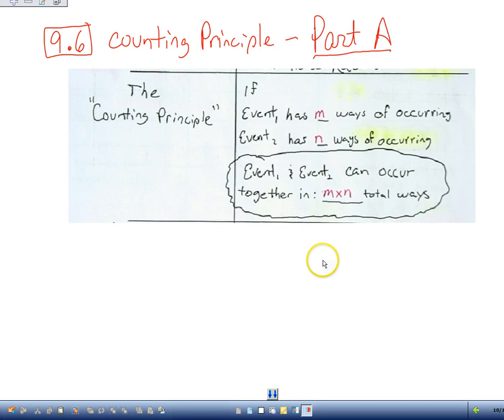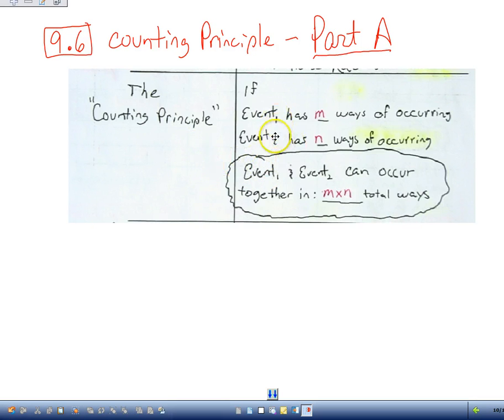In this video, I would like to go over the counting principle, which is the topic in 9.6 of our textbook. In this section, 9.6, I will be doing multiple videos, and this is the first one, part A.